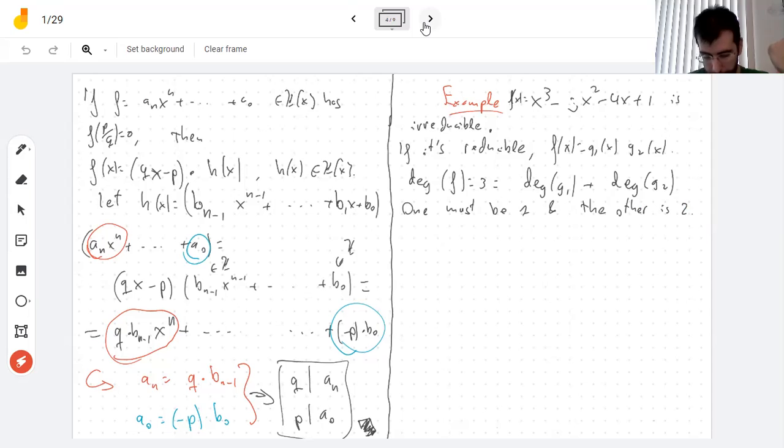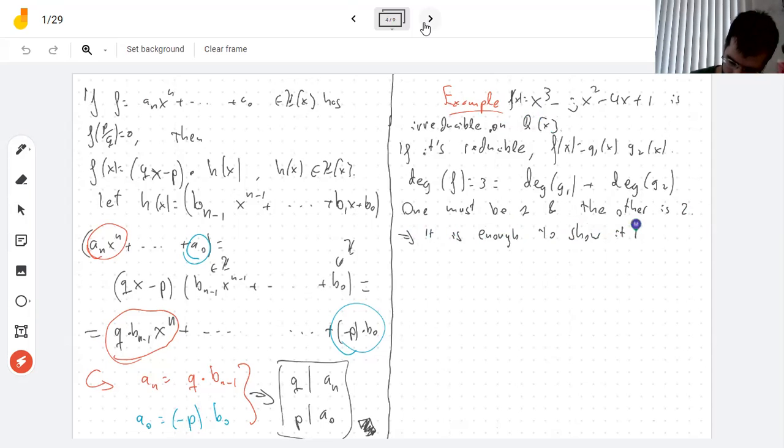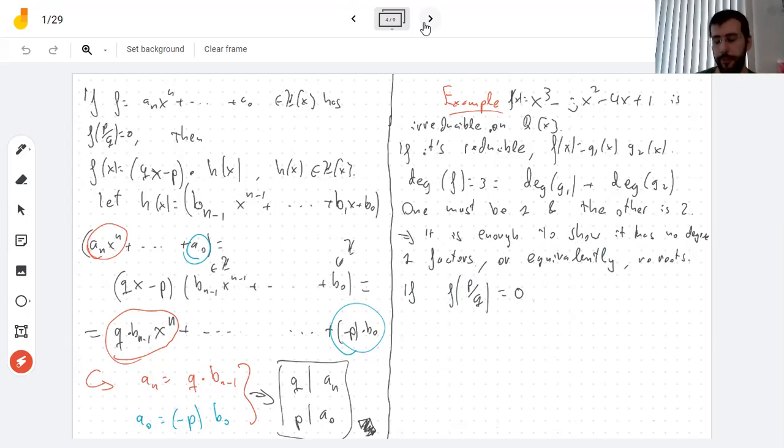So basically, as long as we show that there are no degree one factors, we're good. That is enough to show it is irreducible over Q of X. It has no degree one factors, or equivalently, a degree one factor is the same as having a root. So if f of a rational number is 0, if it has a root, then what does the last result tell us about the roots, about p and q?